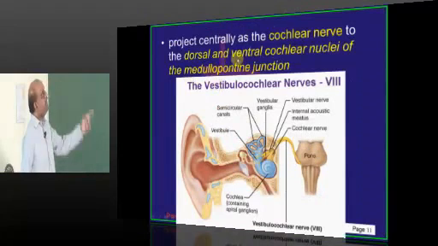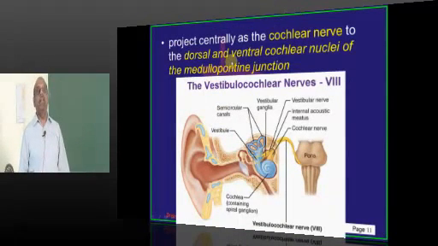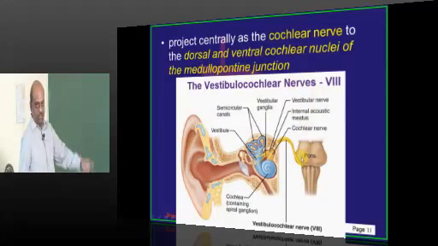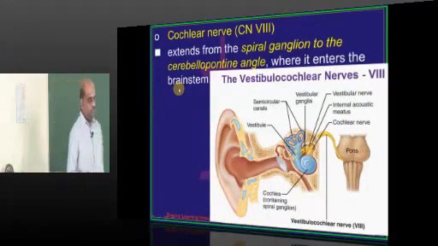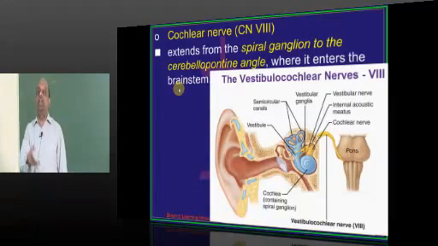So where are the cochlear nuclei located, doctor? They are located in the medullopontine junction. Now let's talk about the cochlear nerve.